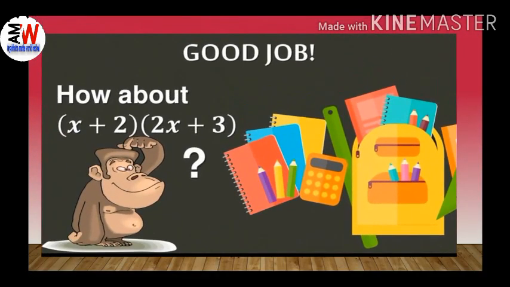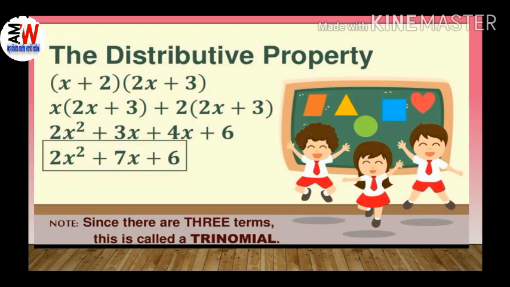Next, what about when two binomials are there, that is x plus 2 and 2x plus 3? How do we do it if two binomials are there? For this we have to apply the distributive property, which all of you know. x plus 2 into bracket 2x plus 3. See here, x plus 2 is there, and here 2x plus 3.